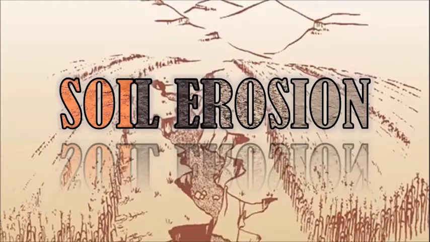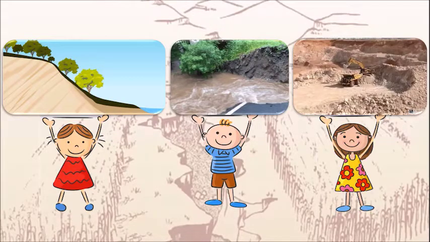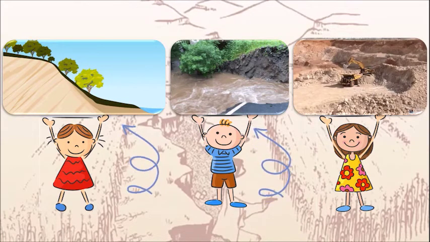Let's now proceed to soil erosion. Soil erosion is defined as the transfer of soil from one place to another. It may be caused by different factors. Soil is blown by strong winds. Soil is washed away by water. And soil is transferred to another place by humans.